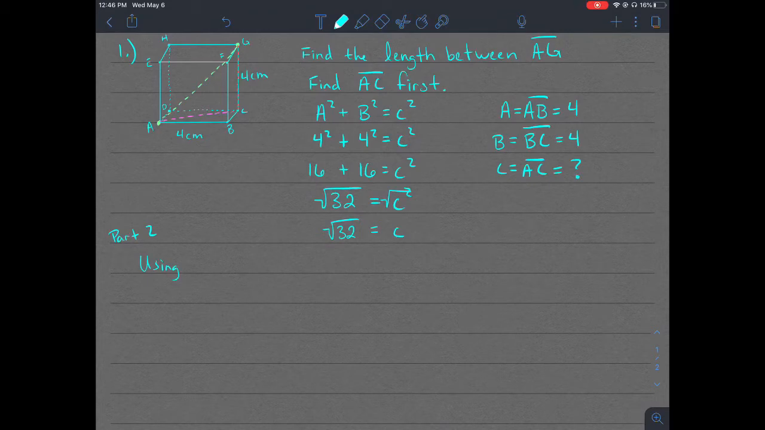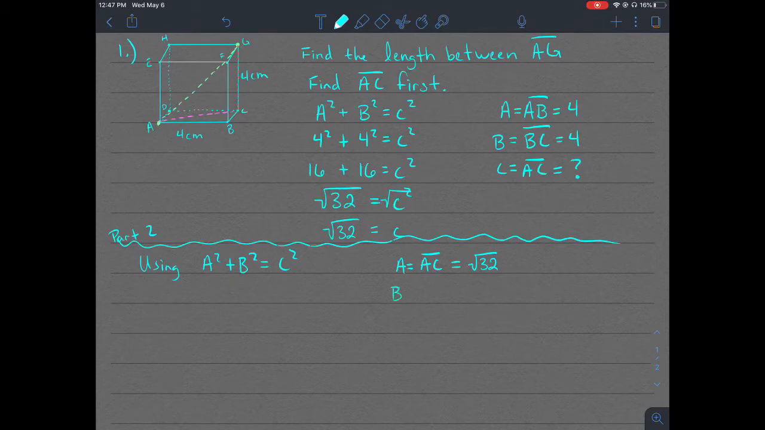Still using a squared plus b squared equals c squared. What do we know? Let's call it, maybe I just put a little squiggly line here so we don't get that confused. We have a, which we're going to call the pink length. The pink length is A to C, which we know as the square root of 32 because we just solved for that in part 1 up there.